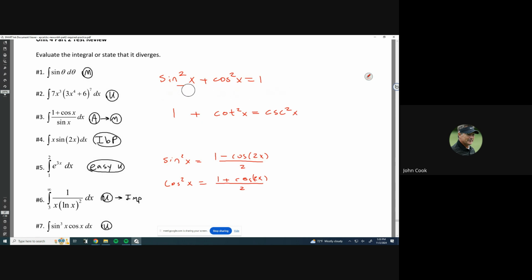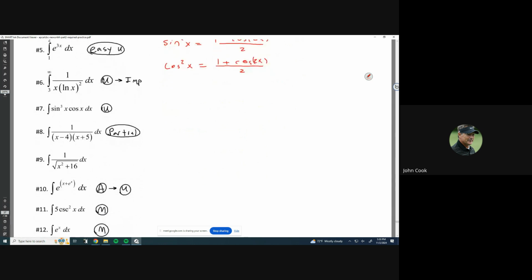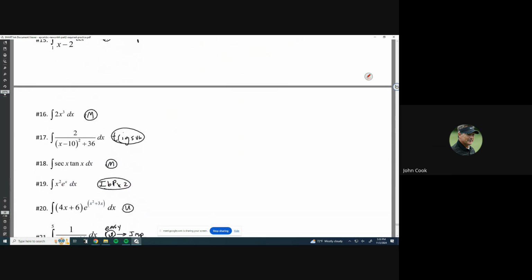And then you get the last identity by dividing everything by cosine squared. So sine squared over cosine squared is tangent squared. Cosine squared over cosine squared is 1. And 1 over cosine squared is secant squared. So these identities are really, really helpful to know for these problems, because you're just going to be substituting this stuff in pretty regularly. Okay, with that being known, now let's take a look at the problems.